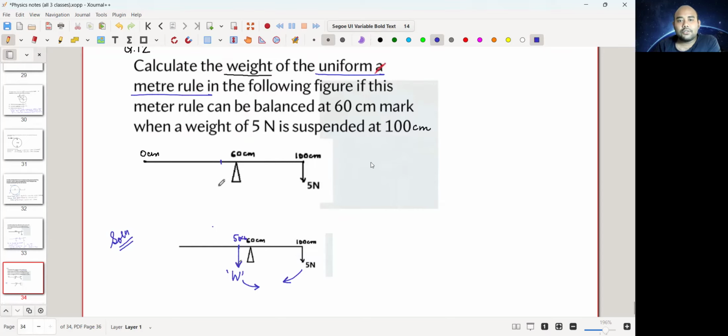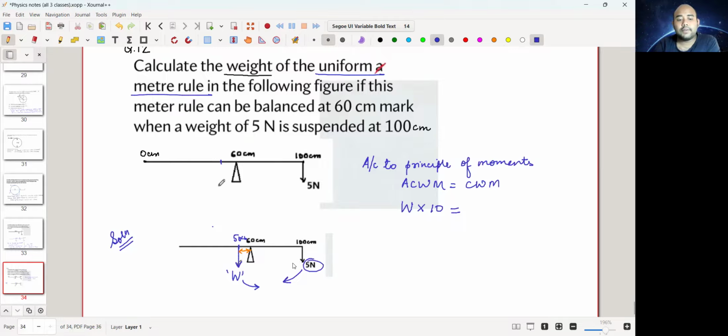So now on this side I'm going to solve this. What we have to write? We have to write according to principle of moments, anti-clockwise moment is equal to clockwise moment. Simple. Anti-clockwise moment is due to this W force. So W multiplied with the distance of W from the pivot. What is that distance? Here is 50 centimeter where the W is acting, and the pivot is at 60 centimeter. So what is the distance? It's 10 centimeter, 60 minus 50. So you just multiply W with 10. This is the anti-clockwise moment, which we have to equate with clockwise moment.